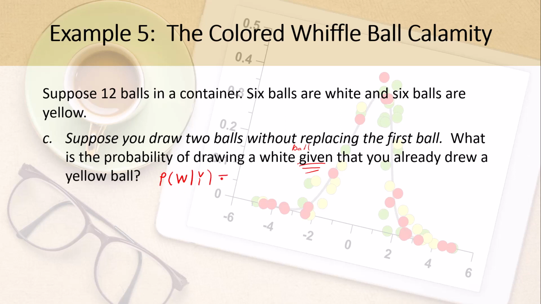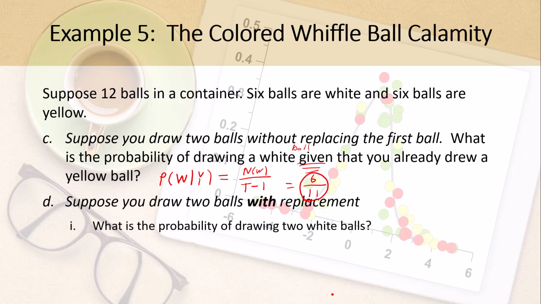So this is going to be equal to the number of white balls that you have divided by the total number of balls, but remember we already drew out a yellow ball, minus 1. So here we will have 6 over 11. And that would be the answer, because all they want is the conditional probability. And continuing on, I knew I was going to do that.